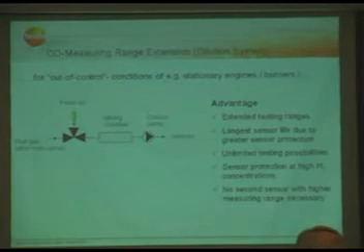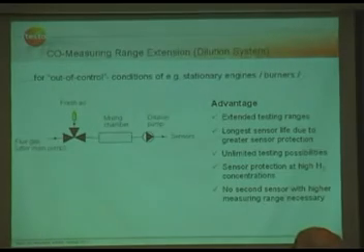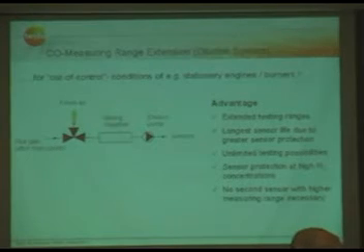Then we have a specific function in our analyzers, the CO measuring range extension, which is called the dilution system. This is very useful for out-of-control conditions, like at stationary engines or burners, or if you have to measure at a burner where you don't know the conditions, then this functionality helps to protect the sensors.